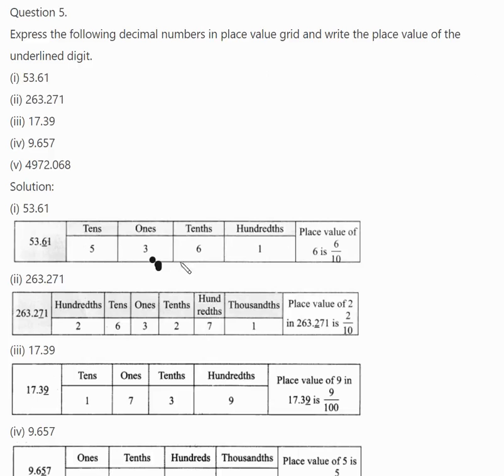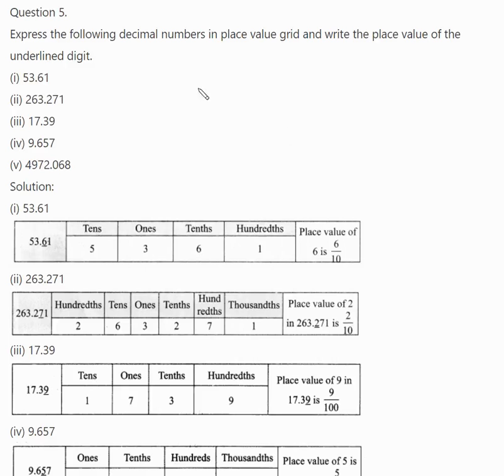This is very easy, children. We just have to write it in a tabular column. First you draw the tabular column, then you write the number here. Then how many digits are there? You see 53, so ones, tens. After the decimal we have 2 digits, so tenths, hundredths. Then write the numbers: 5 tens, 3 ones, 6 tenths, 100 hundredths.